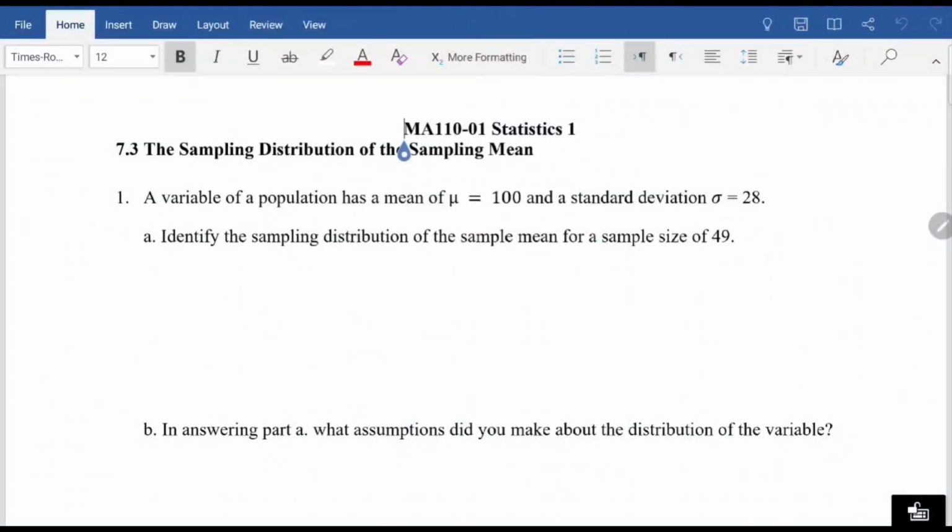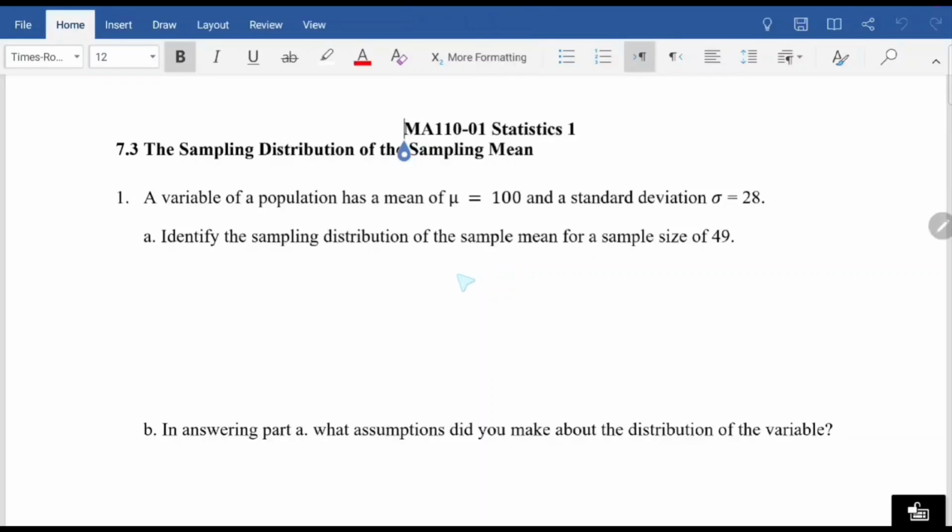Hello everyone. We are now going to work on the second worksheet on the topic of sampling distribution of the sampling mean. So the first question here says a variable of a population has a mean of mu equals 100 and a standard deviation sigma equals 28. So this is just sigma which refers to the population standard deviation. The question says, identify the sampling distribution of the sample mean for a sample size of 49.